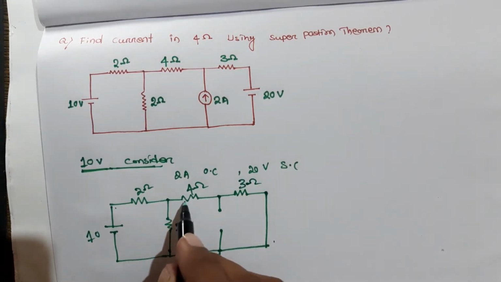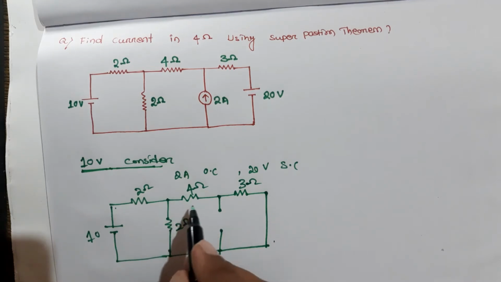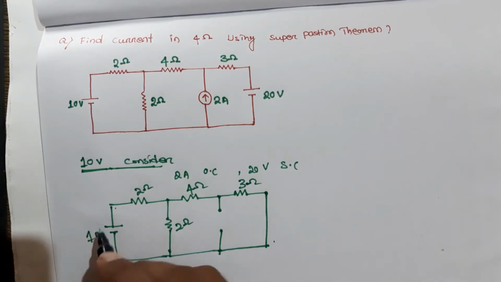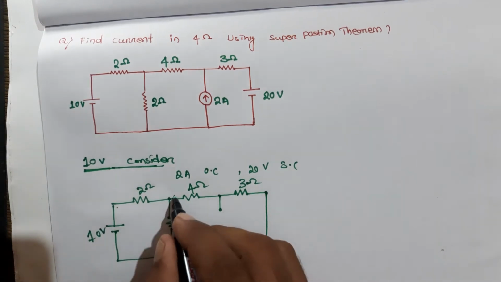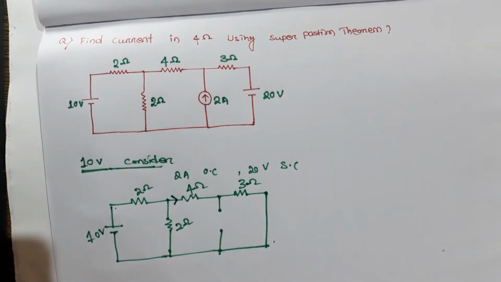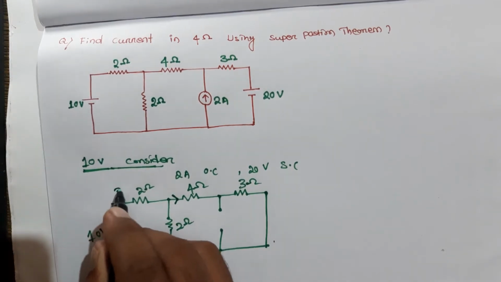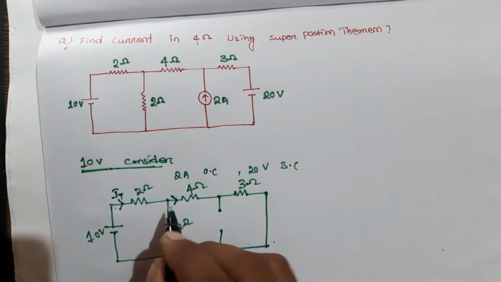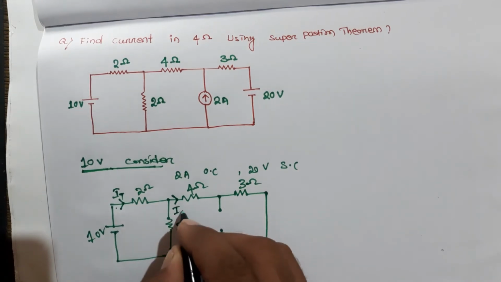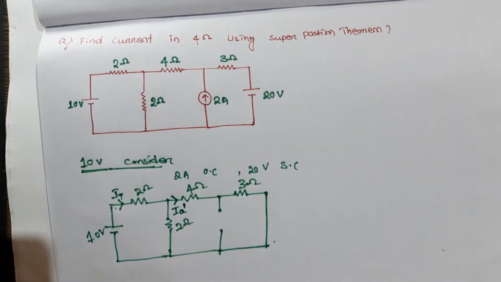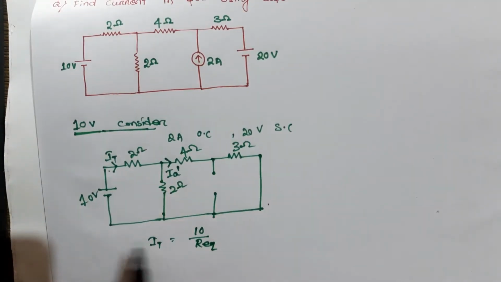We need to find the current in this 4 ohm resistor due to this 10 volt. For finding this current we need the total current, IT. Let us call this current IA dash. For the total current, I total means total voltage, this 10 volt, divided by R equivalent. So we need to find this R equivalent.